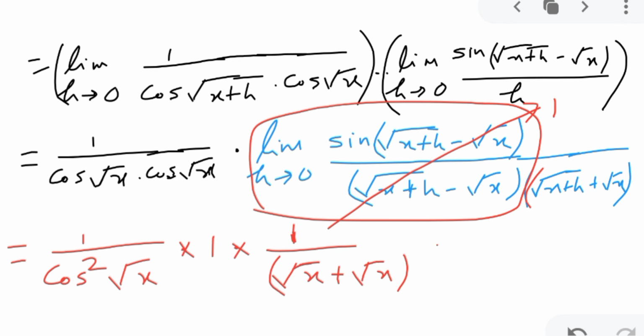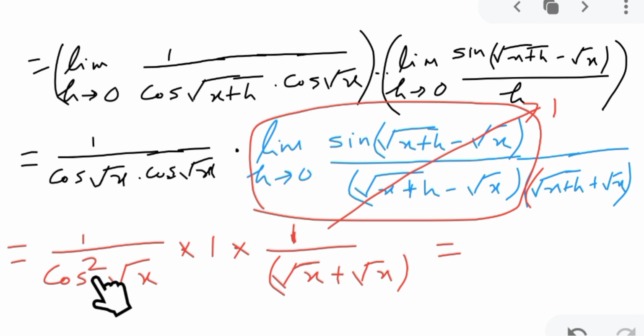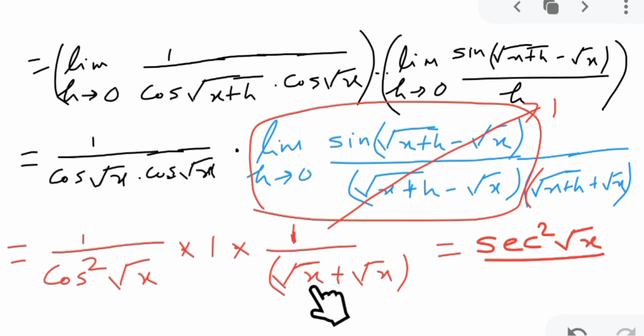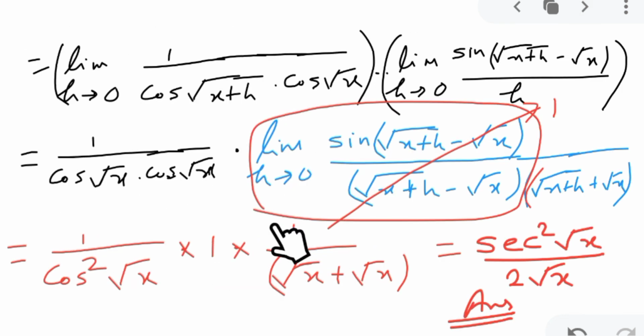So in this way I will get the answer as 1 upon cos square root x, which is sec square root x. This will be your numerator, and the denominator will be root x plus root x, which is 2 root x. Okay, so this will be our final answer. Using the first principle, we found the derivative of tan root x, and the answer is sec square root x divided by 2 root x. So I hope you understood.